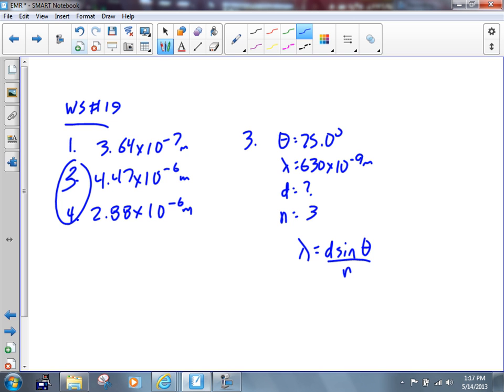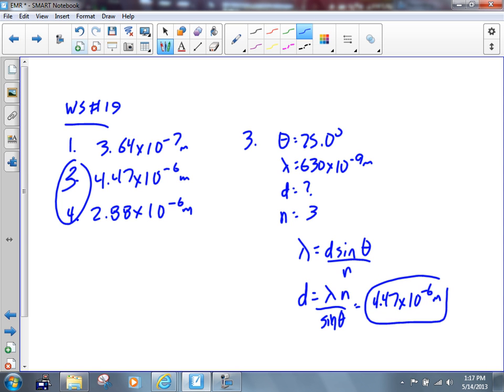Let's rearrange this equation, solve for d. It becomes lambda times n over sine theta. So 630 times 10 to the minus 9 times 3 divided by sine 25 degrees. We do that, it should work out to be 4.47 times 10 to the minus 6. Good?